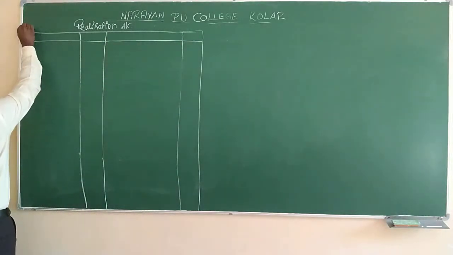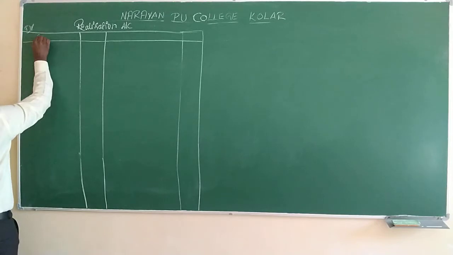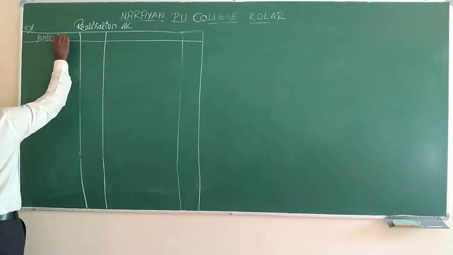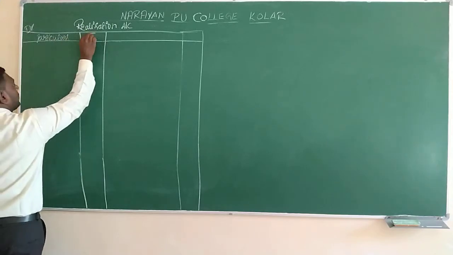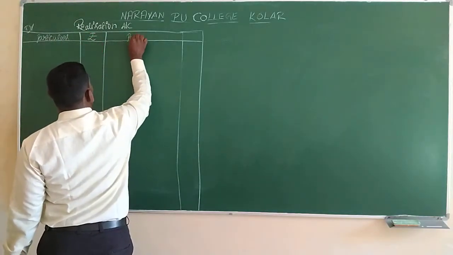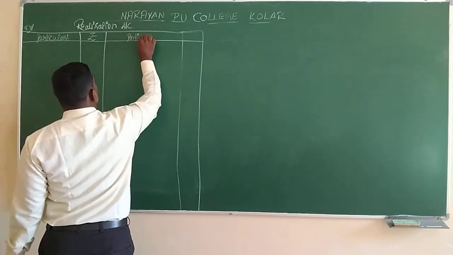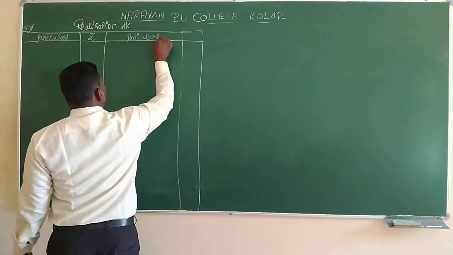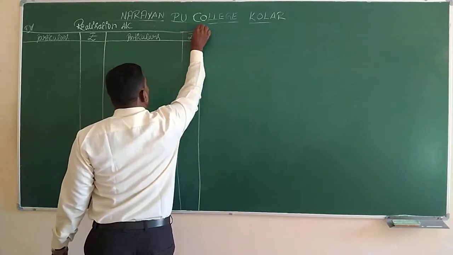First the debit side: particulars, amount. Again, come to the credit side: particulars, amount.